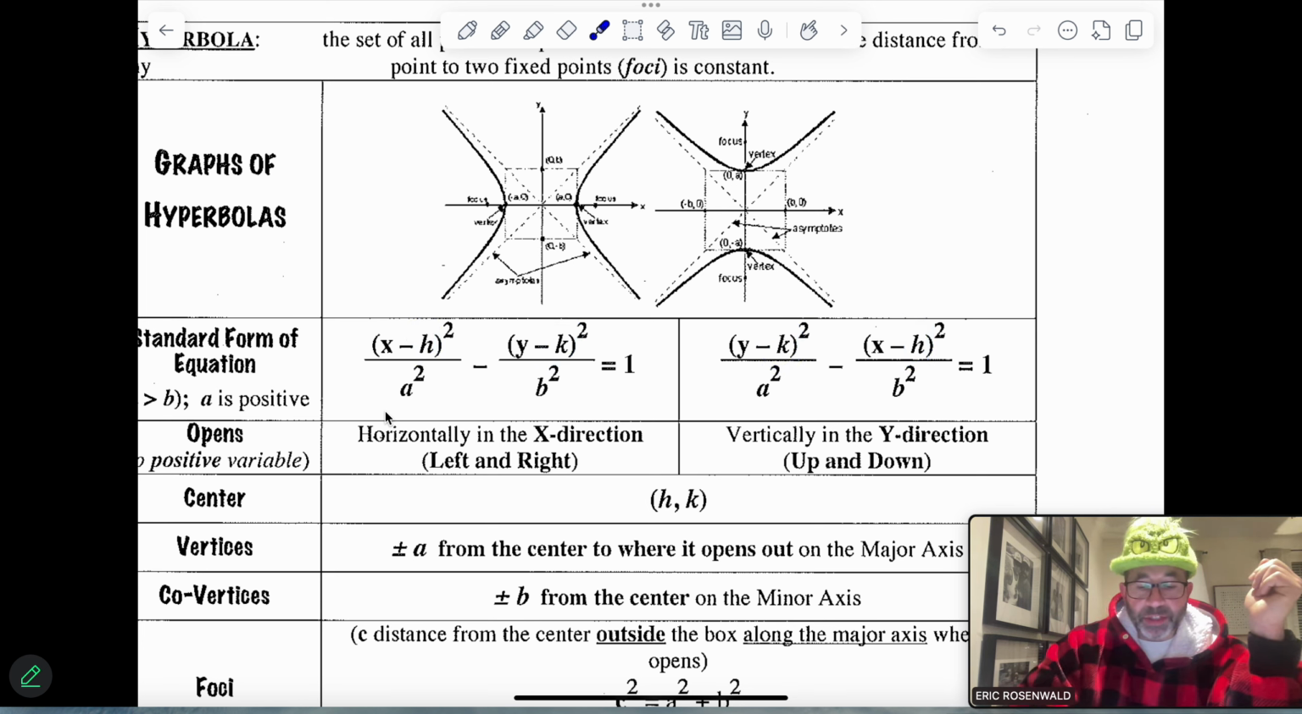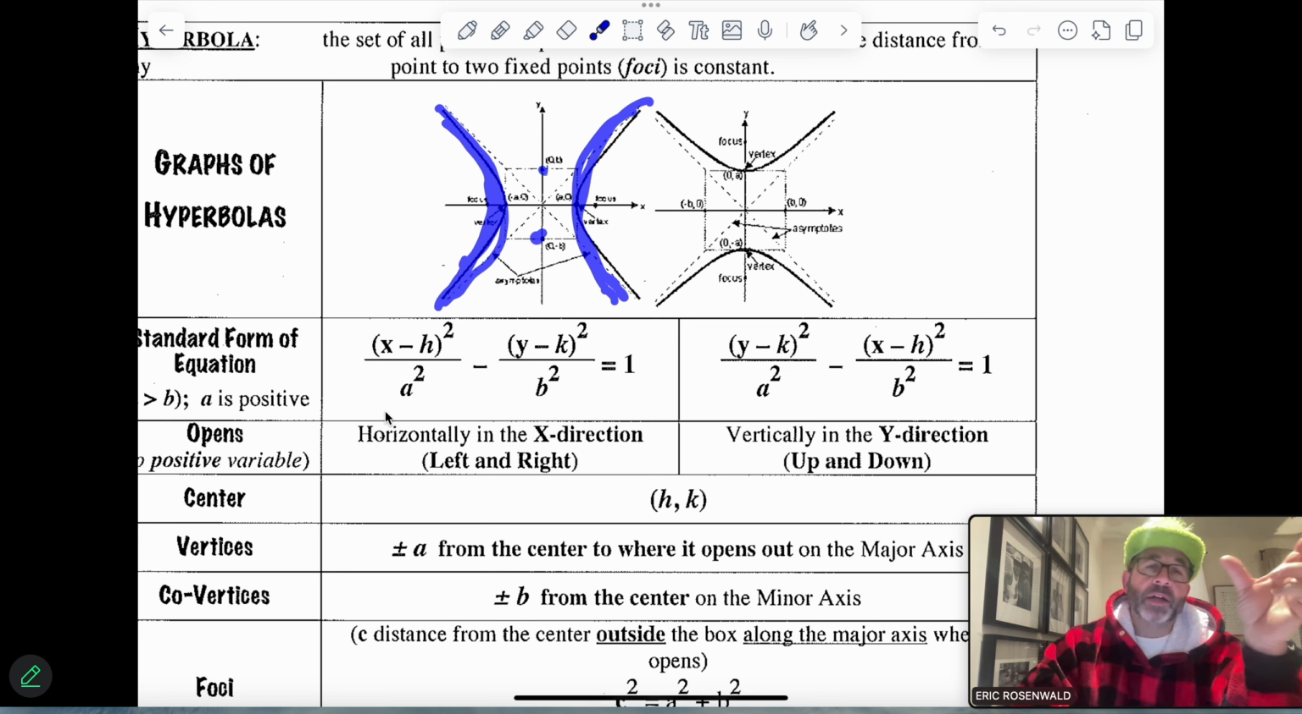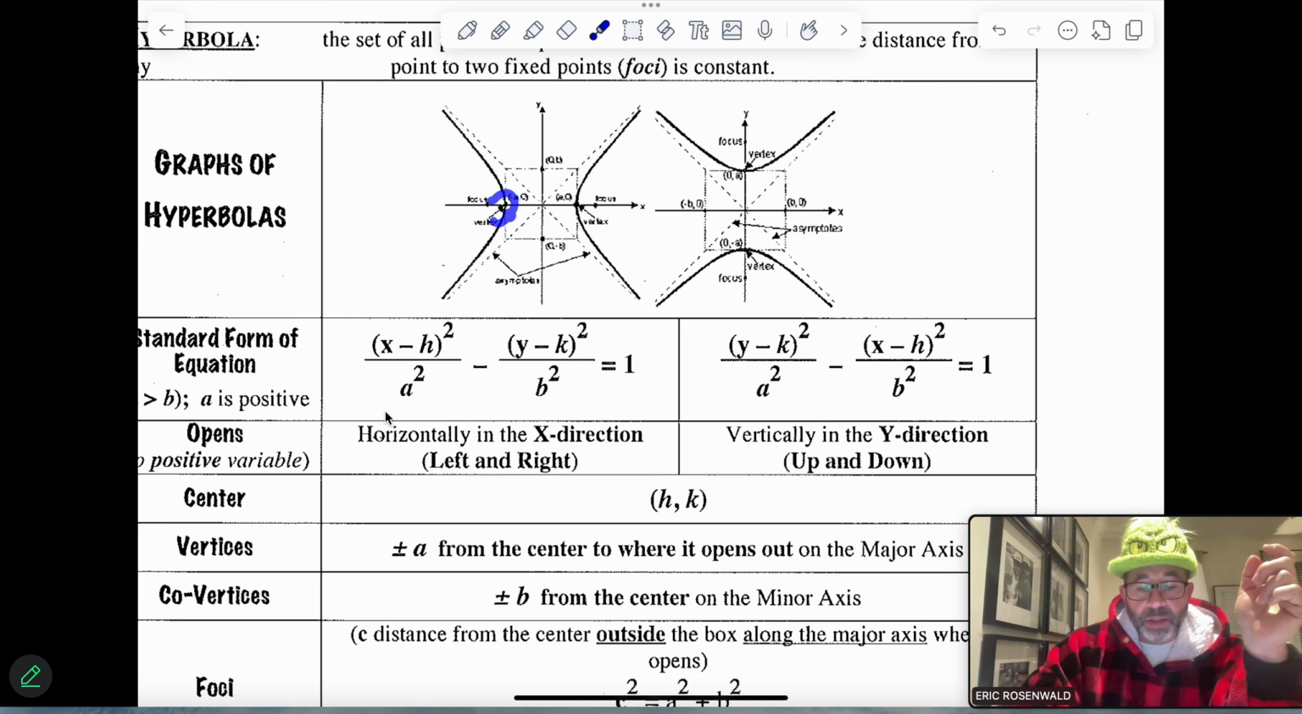The vertices, now this is important. This is where a lot of people make mistakes. Vertices are going to have to be on our actual hyperbola. That means that these 2 points at the top and the bottom, those are not my vertices. And it doesn't matter long or short. In an ellipse, the vertices were always the longer ones. In a hyperbola, the difference is that those 2 values are going to be on my actual hyperbola.